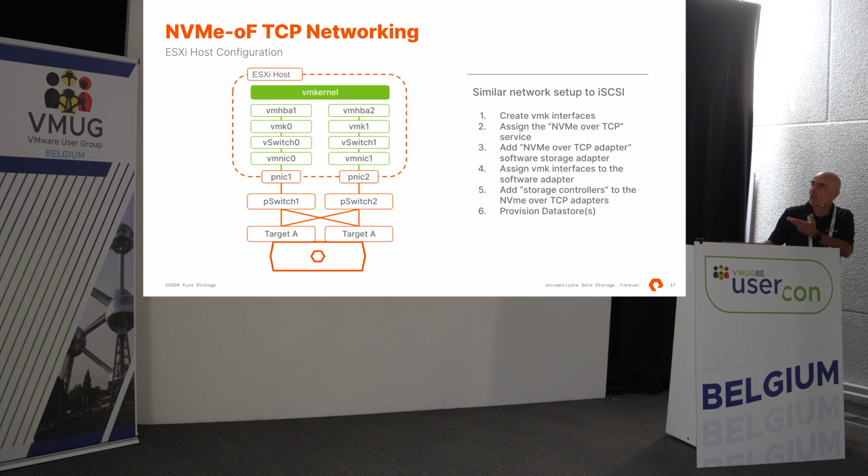So the configuration of the network is the same. You have to provide two switches for redundancy. You connect your targets to the switch in a crossed fashion, and it's a very similar configuration with respect to iSCSI. The only thing that changes are the virtual HBAs. That's it. You configure, instead of deploying your iSCSI virtual adapter, your NVMe virtual adapter.